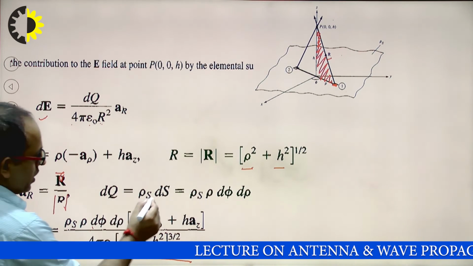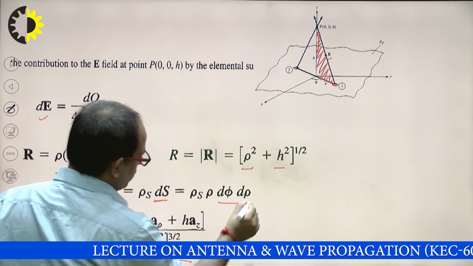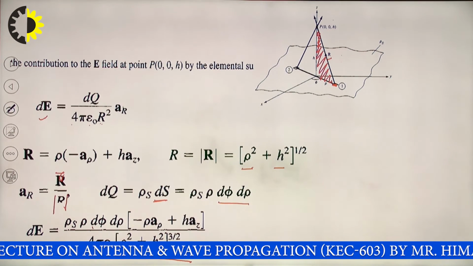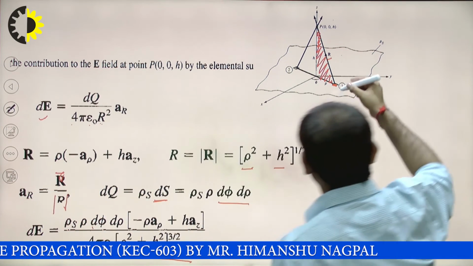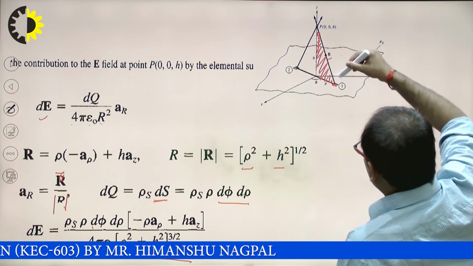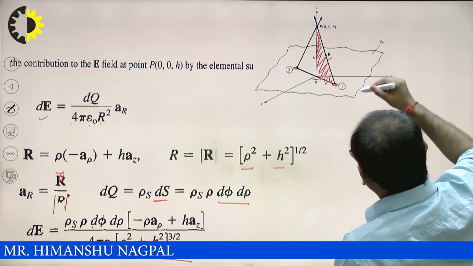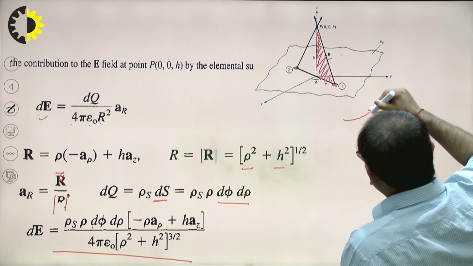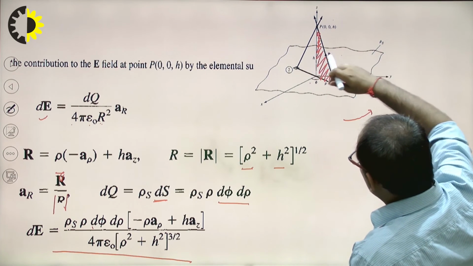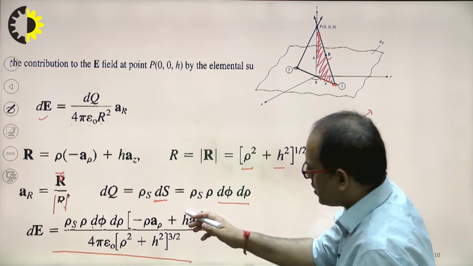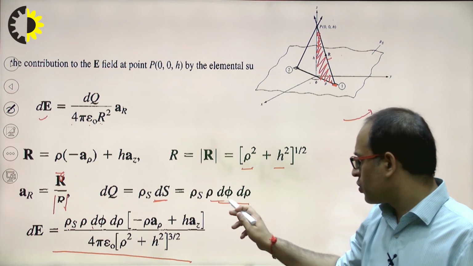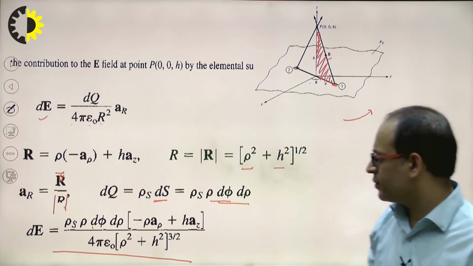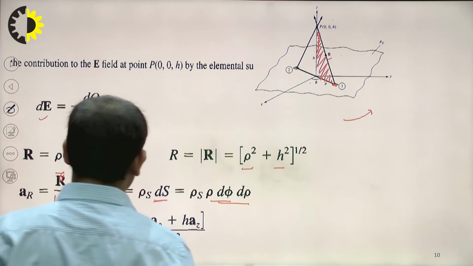Now how does this ds come out to be? It is rho into d phi into d rho. You will see that this is this plane, and this plane has a surface vector in which z is constant, and these two are the variables. In vector calculus we have studied that this ds will be equal to rho into d phi multiplied by d rho. Clear?